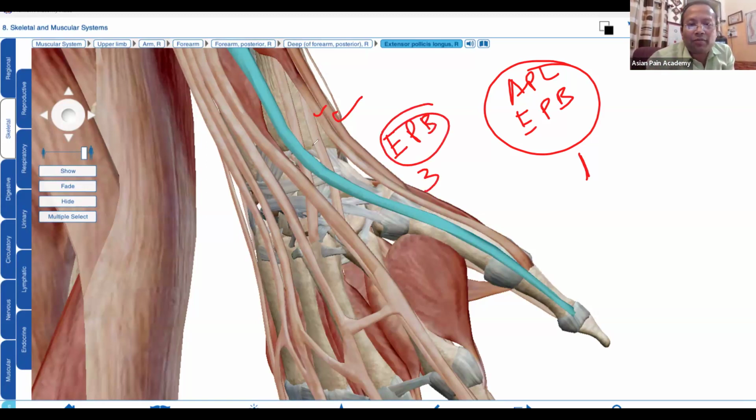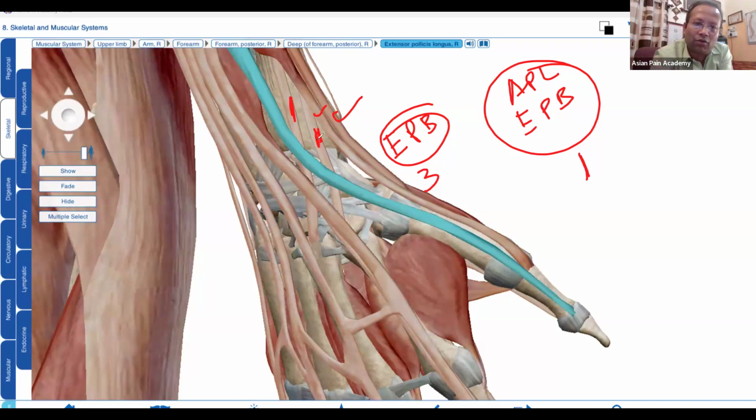Now, what is the second compartment tendon? The second compartment tendon is here. This one, ECRL and ECRB. So remember the common extensor tendons come from the extensor side. They all come in the extensor side of the wrist and insert in different areas like metacarpal or phalanges.